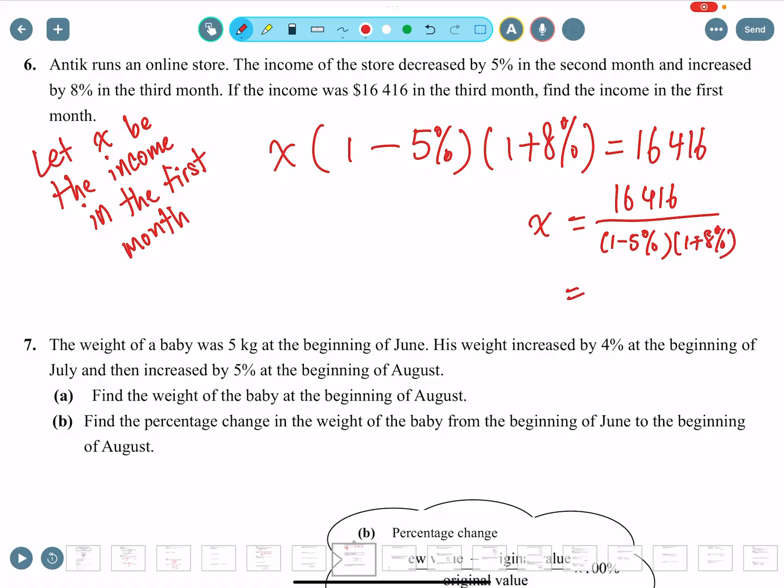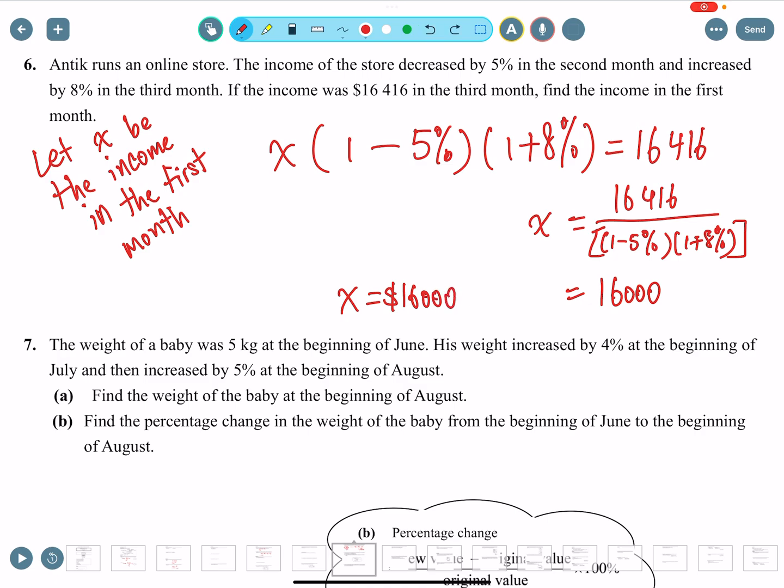So 16,416 divided by 1 minus 5%, divided by 1 plus 8%. You should put an extra bracket here actually. $16,000. So x, the income in the first month, is $16,000.